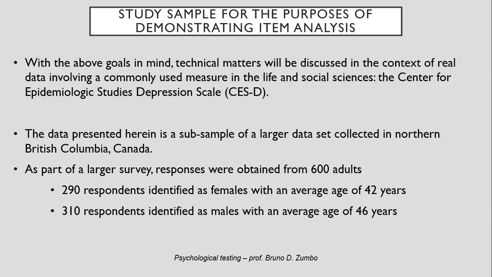This is a sample here that actually was gathered in northern British Columbia. It's part of a larger survey. I have 600 respondents, 290 of them identified as female. The average age was 42, and 310 identified as male with an average age of 46. So this is a community sample. It's a community dwelling sample. It's not a clinical sample.